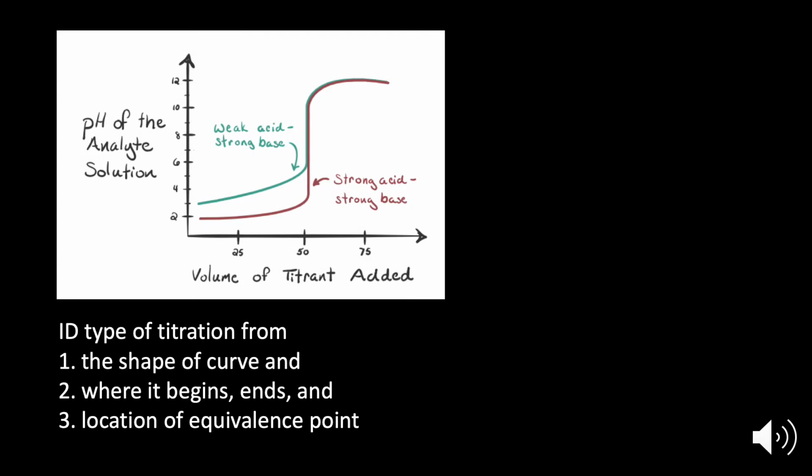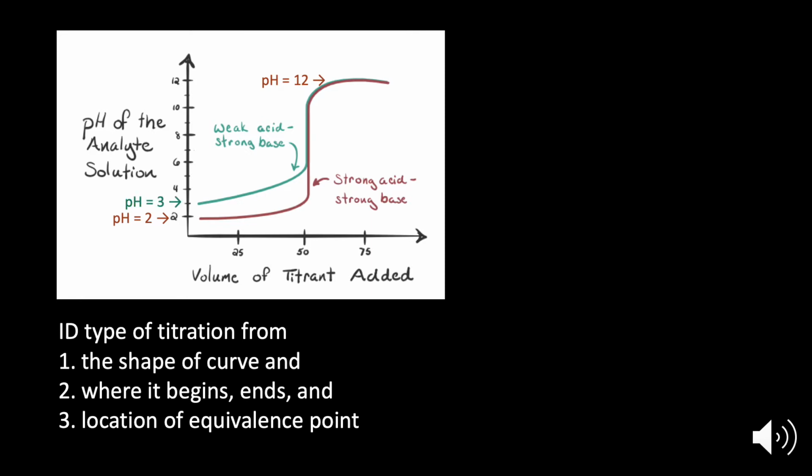It is possible to identify the type of titration occurring from its unlabeled titration curve. You'll need to notice at what pH value the curve begins and ends. If a titration begins at a pH equal to or lower than 2, then the analyte is a strong acid. If the titration ends at a pH equal to or greater than 12, then the titrant is a strong base.